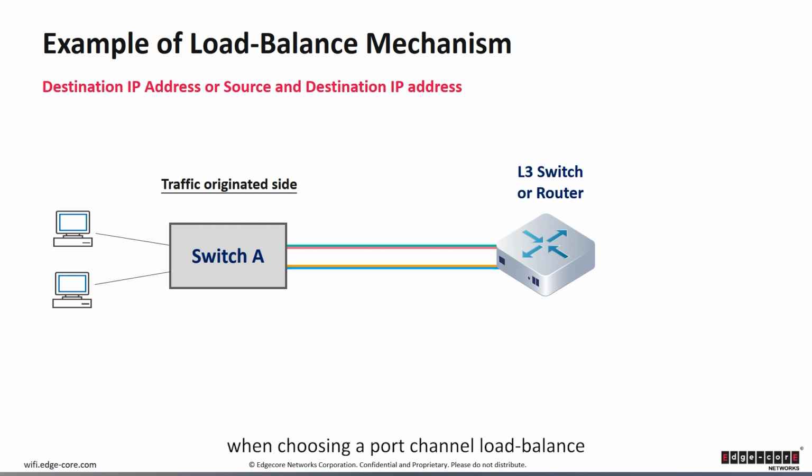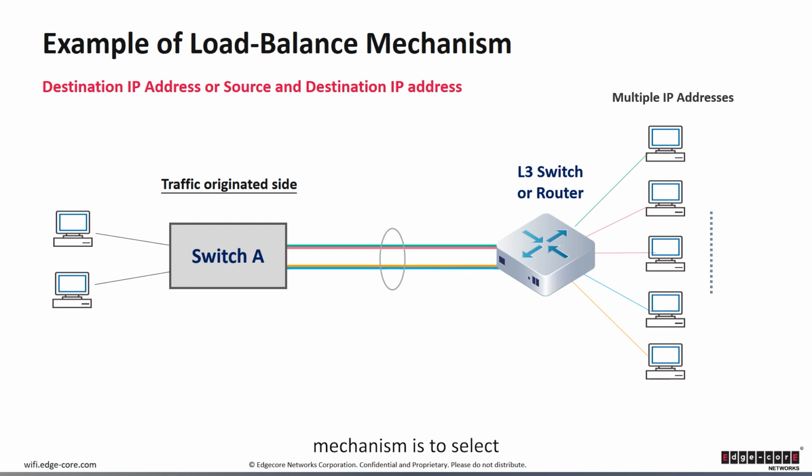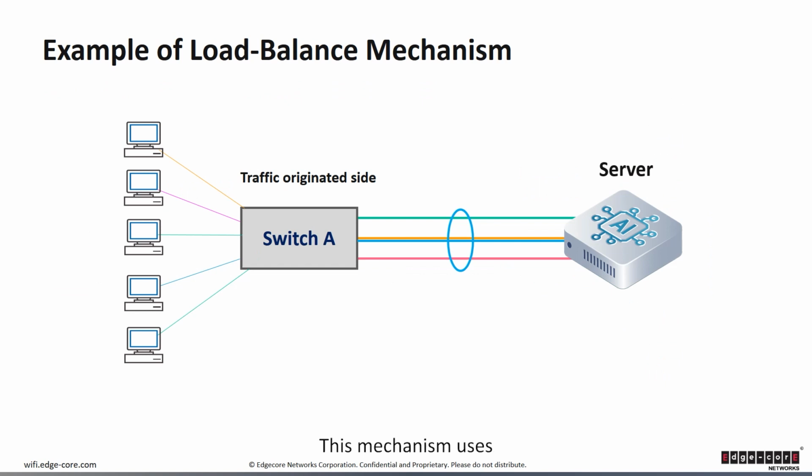The consideration when choosing a port channel load balance mechanism is to select the one that best suits the traffic pattern of the network. For example, when the link partner is a layer 3 switch or router, the traffic is destined to different IP addresses. The better choice of load balance algorithm is destination IP address or source and destination IP address. This mechanism uses the source IP address of the packet to calculate the hash value. This is suitable for networks where the traffic originates from different IP addresses to access a remote server.